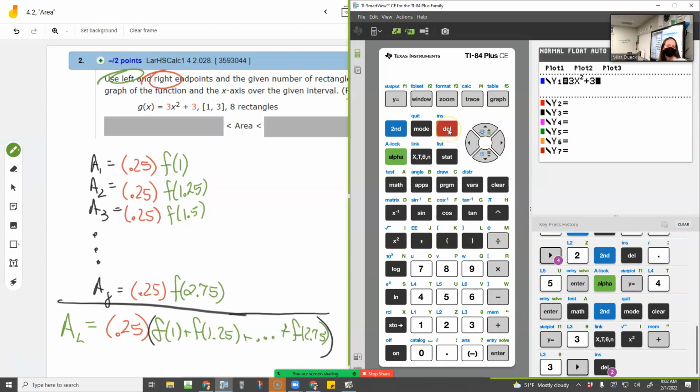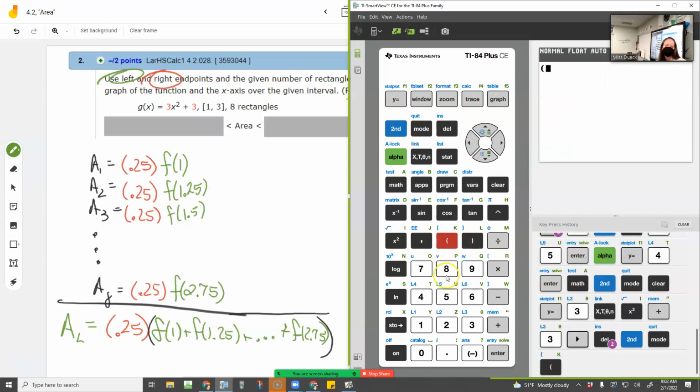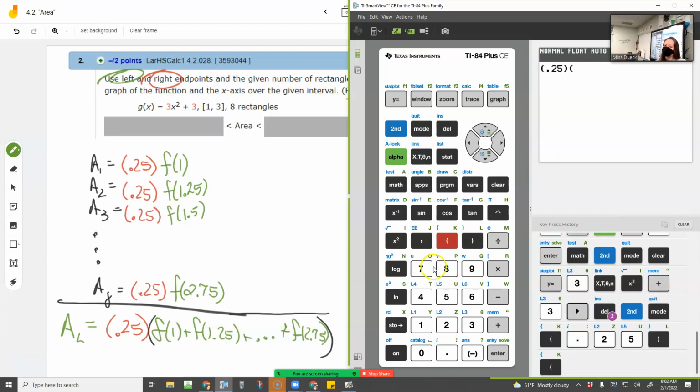Go delete whatever that guy is. Is this making sense? Go throw that function in. Use your GCF of 0.25. It's going to be annoying the first time, but what's so cool when we go to do the right Riemann sum approximation? We can copy, paste, and change the numbers, right? So we're going to have 8 of these. It's not great, but it's going to work, and we have y1 of 1.